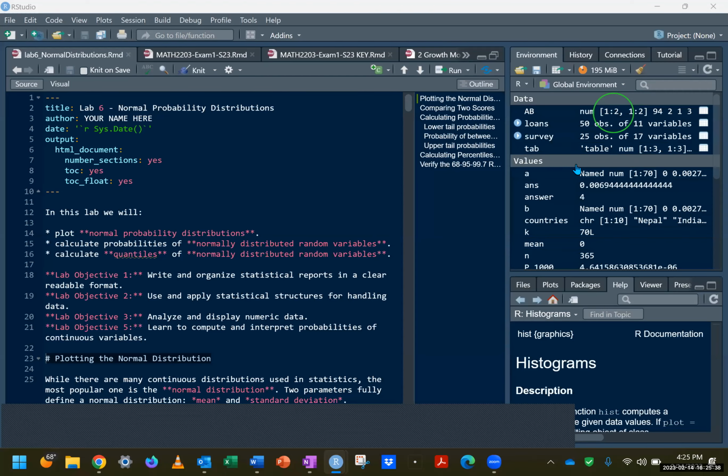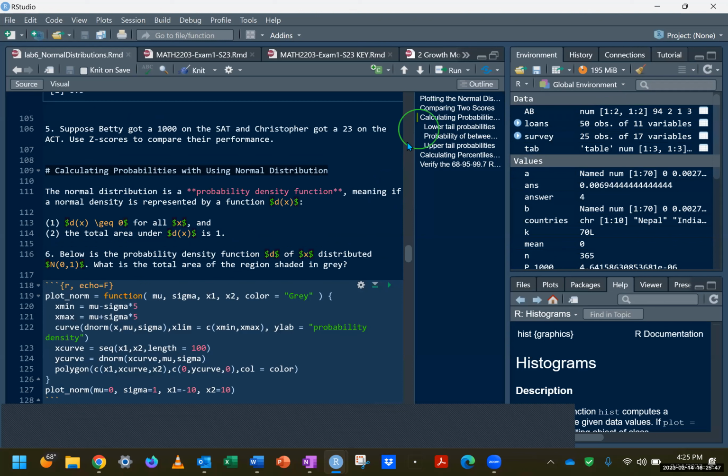All right, so in this video, I'll be recording the second part of Lab 6. We are going to continue in Section 3 on calculating probabilities. What we have here is a definition. This is a review of the two conditions that constitute a probability density function.